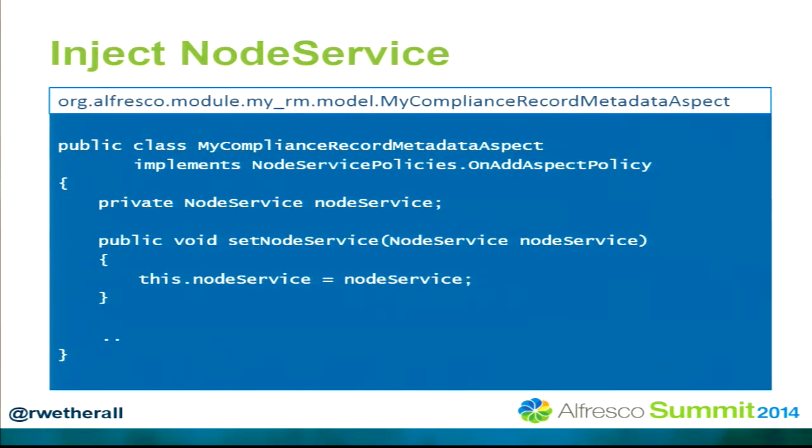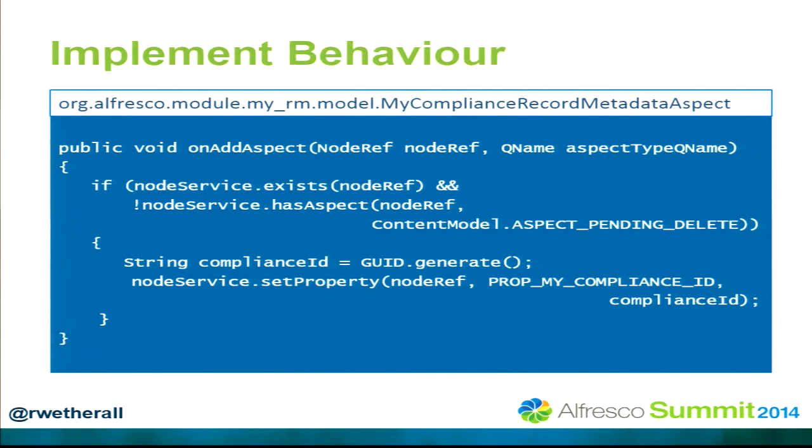So finally, we're going to inject the node service into our bean, and then after all that effort, all I'm going to do is generate a GUID and set the property. But obviously the important thing is getting to this point here, because once you get to this point, you've got a slot and you can do whatever you want. You can go and access a third-party system, you can do whatever you like in Java.